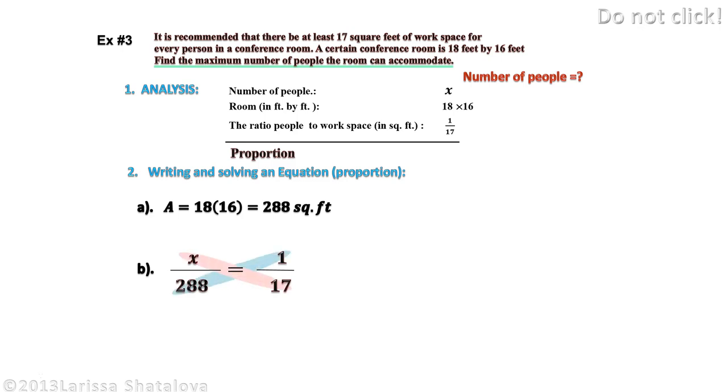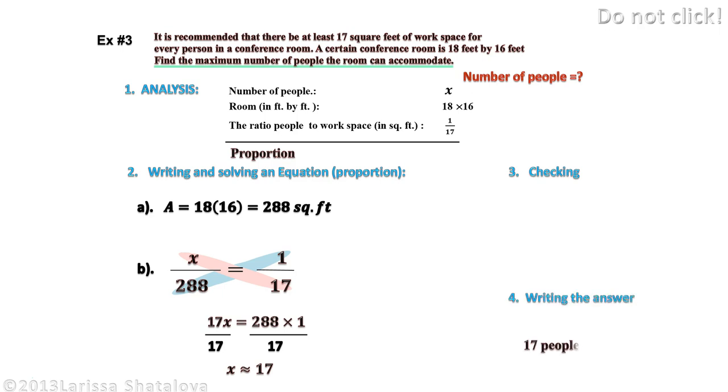Using cross product, we get 17x equals 288. But we are looking for 1x. We have to divide both sides by 17. So x is approximately 17. I skip checking. So write the answer: this room can accommodate about 17 people.